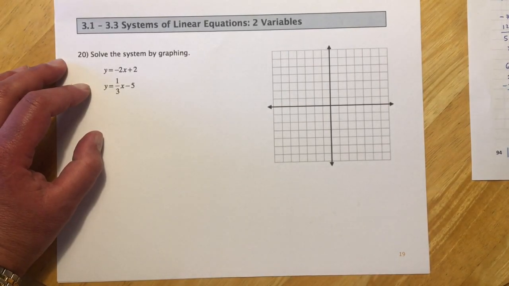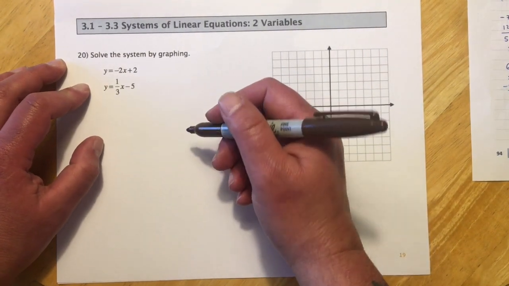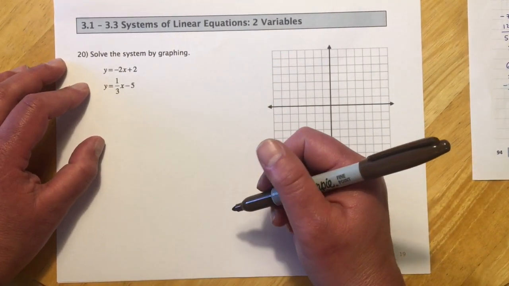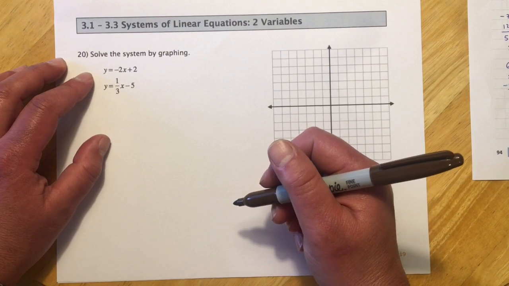3.1 through 3.3, this is where we had the two variable systems of equations, and we had 3 methods for solving them. And we also had 3 outcomes, so I'll show those as we run into them. Our first method for solving was graphing.